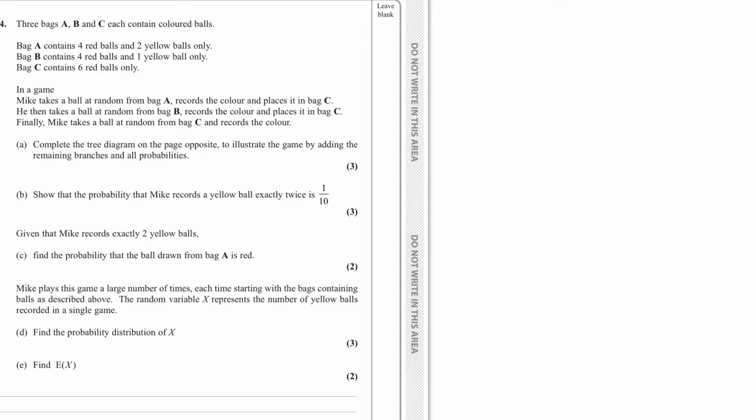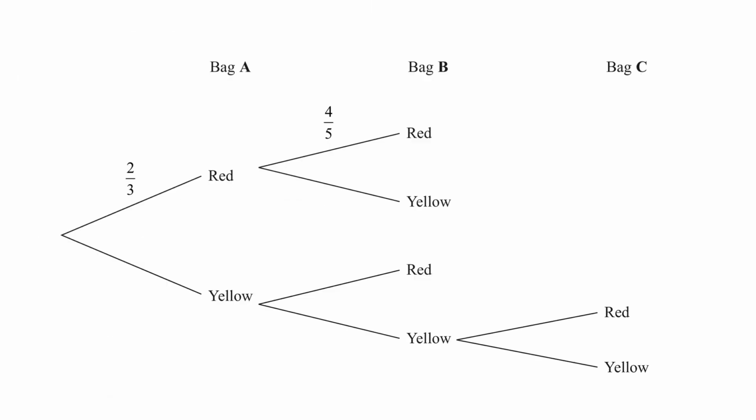I'll just pop this on a separate page. So it's quite easy. For the beginning, we've got 1/3 yellow, 2 yellows, 6 balls in total. And then bag B, we've got 1/5 there. And then if I look at bag B after the yellow ball, it's still 4/5 and 1/5. So let's follow the paths.